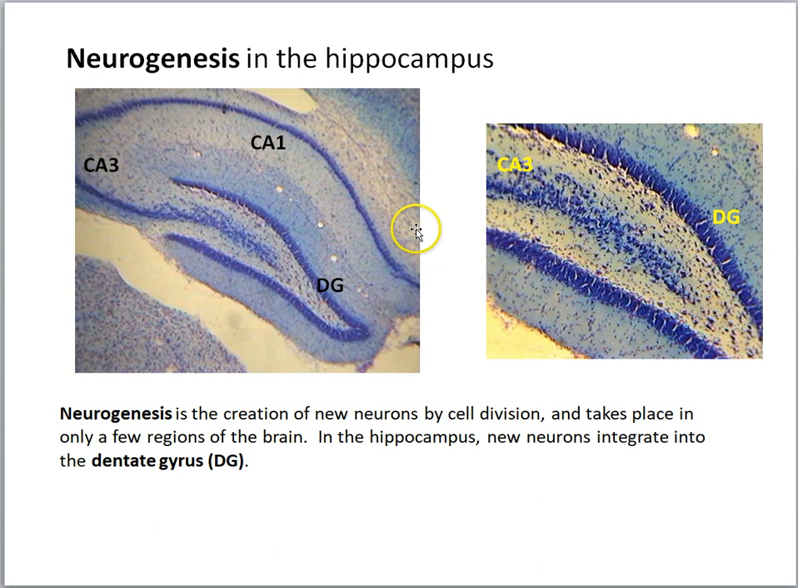Now, in another lesson, we learned about neurogenesis in the hippocampus. It's the creation of new neurons by cell division, taking place in a few regions of the brain. The hippocampus is one of those regions, so new neurons integrate into the dentate gyrus. Now, the dentate gyrus cells send axons over to cells in the CA3 region of the hippocampus. So they'll be synapsing on CA3 cells, and those axons are called the mossy fibers.